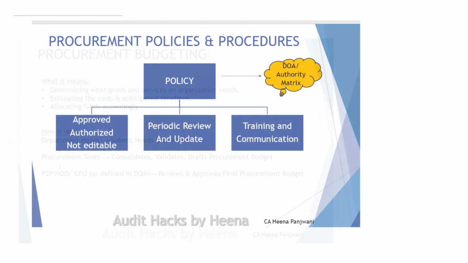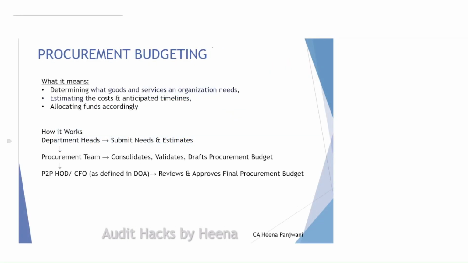The first step in the procurement lifecycle is procurement budgeting. It simply means identifying what goods and services an organization will need and allocating funds for it accordingly. So different departments, say production department and other departments, identify their requirements for raw materials and services and submit it to the procurement department. The procurement team will then consolidate all these details and prepare a draft budget, which is reviewed and finally approved either by the procurement HOD or by the CFO or by the concerned person as mentioned in the delegation of authority.